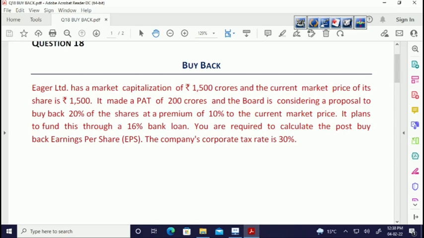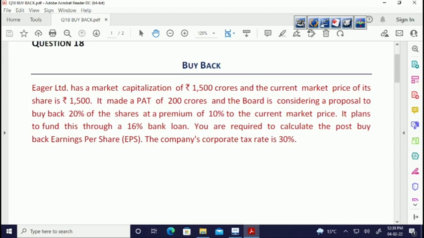Board is considering a proposal to buy back 20% shares. So 0.2 crore shares will be bought back, and 0.8 crore shares remain after buyback. At a premium of 10% to the current price. The current price was 1500, so buyback price is 10% higher, 1650. So the amount required for buyback is 0.2 into 1650, which is 330. 330 crores is the amount required for buyback.